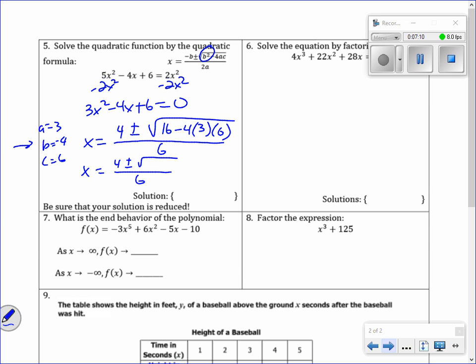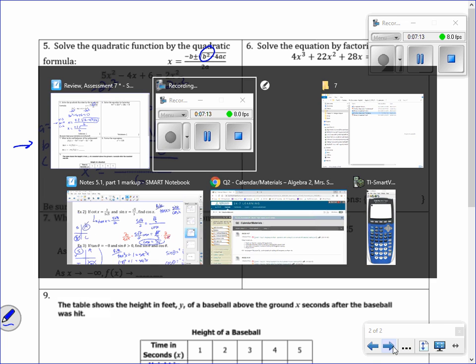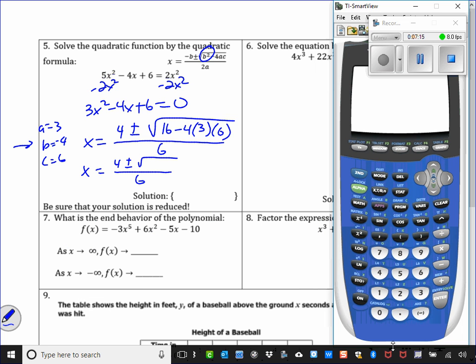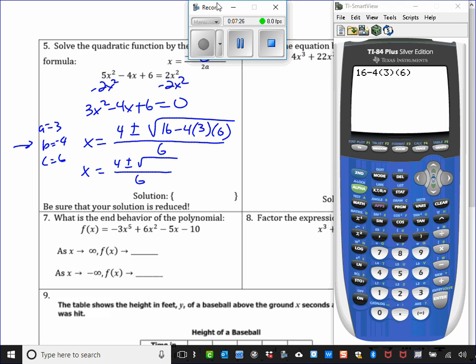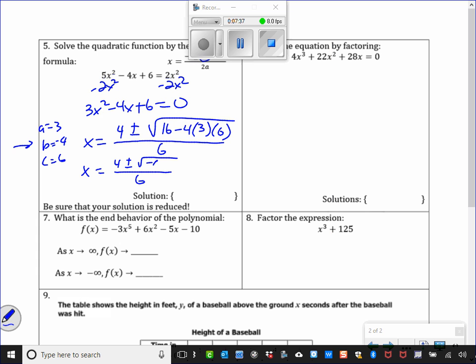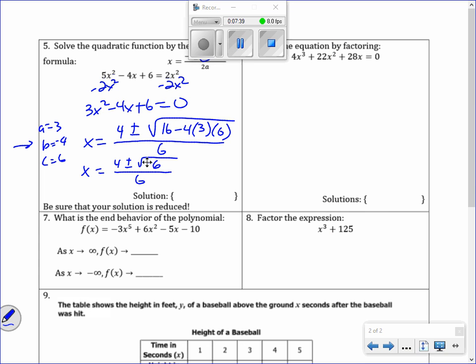All right, so I'm going to go grab my calculator and figure out my discriminant. All right, so I need 16 minus 4 times 3 times 6. All right, so negative 56. And just to help myself out, 56 divided by 2, what is that? 28. All right. So there's a negative 56 in here. Negative 56. So if I take 56 over here, 2 times 28.